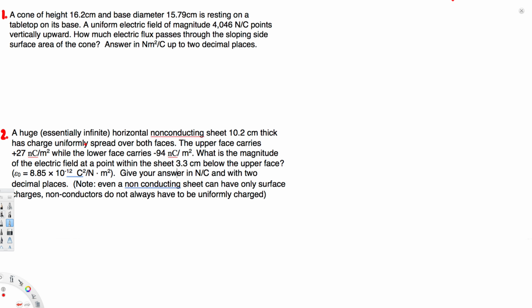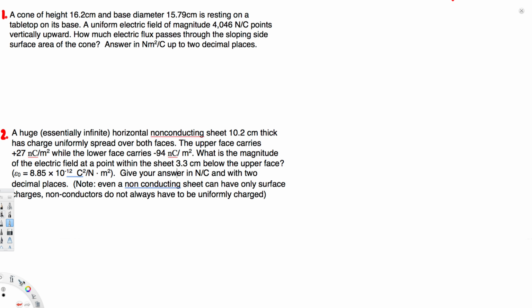The first question is asking: a cone of height 16.2 centimeter and base diameter 15.79 centimeter is resting on a tabletop on its base. A uniform electric field of magnitude 4046 Newton per Coulomb points vertically upward. How much electric flux passes through the sloping side surface area of the cone?